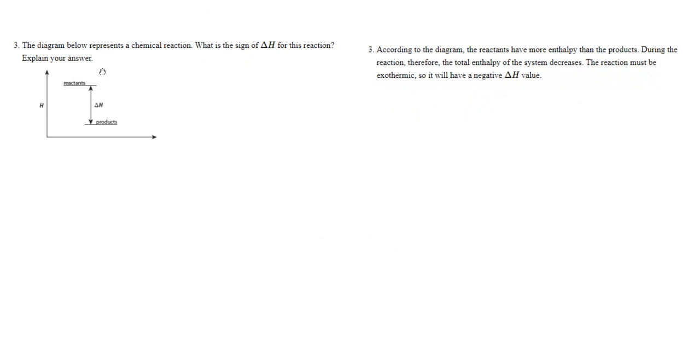Question number 3, the diagram below represents a chemical reaction. What is the sign of delta H for this reaction? Meaning, is it positive or negative? And what you see here, you see that the products are lower, right? They have a lower energy than the reactants. That means that the reactants started up here at a higher energy. The product at the end of the reaction has a lower energy. So that means there has been a loss of energy, in this case heat.